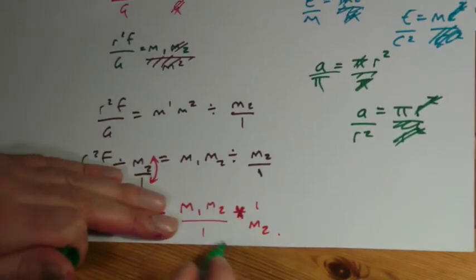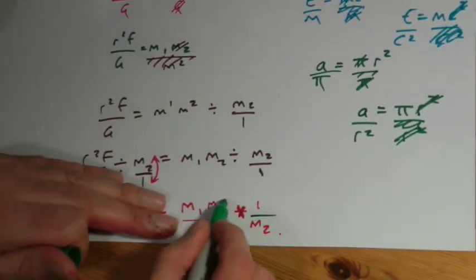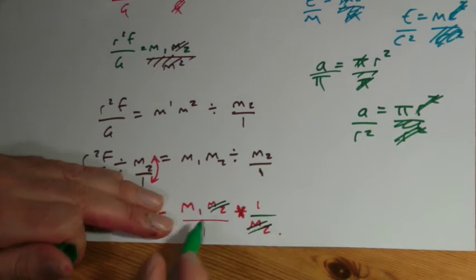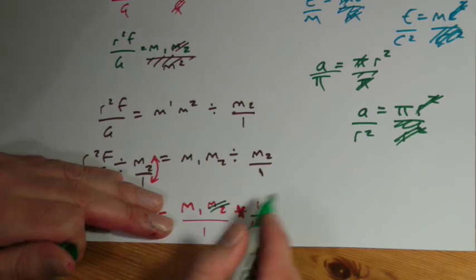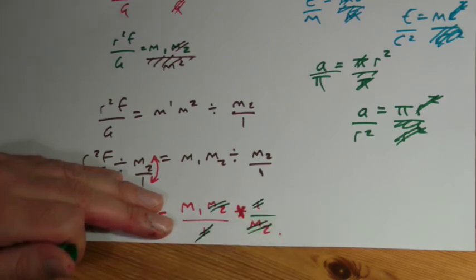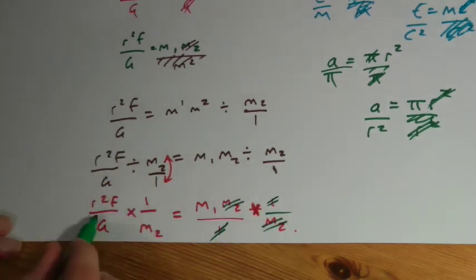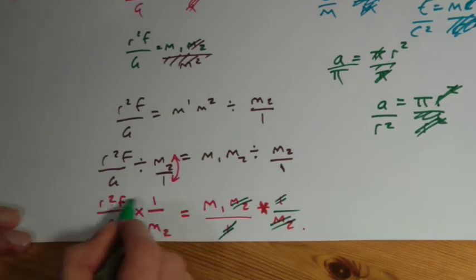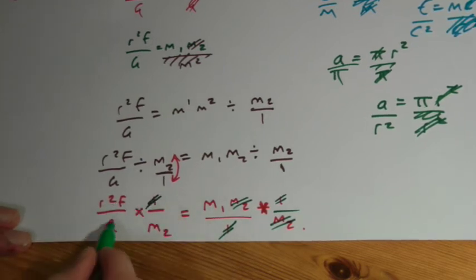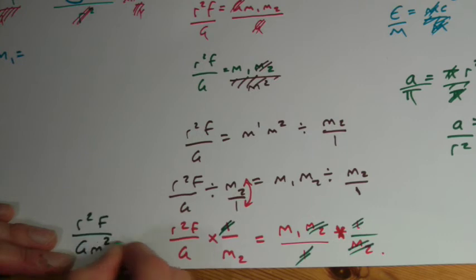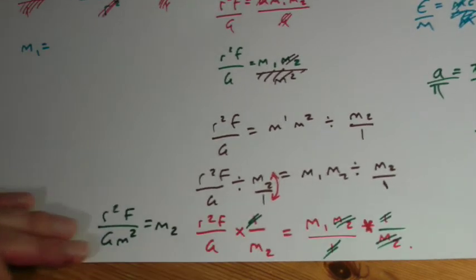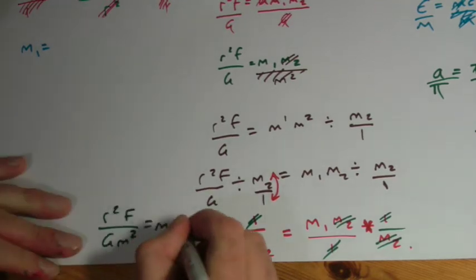Now this is actually the same as what I've written up here. If I do the maths of it, I've got m2 on top and m2 on the bottom. m1 times 1 is m1, and 1 on the bottom, again, we can just ignore 1s. We don't need to worry about them. Over here I've now got r2f times 1, I'll ignore my 1s, g times m2. So my formula now becomes r2f over g m2 equals m2. Sorry, mass 1.